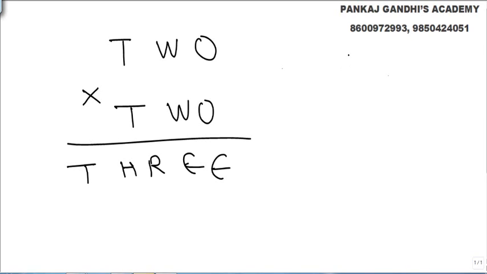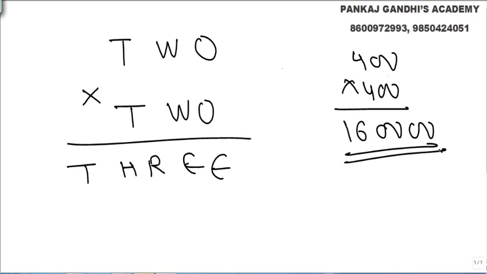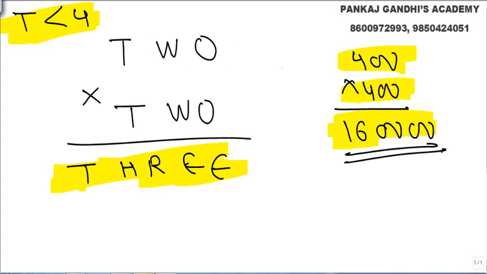Okay, now first thing, let's take a simple example. If I multiply 400 into 400, I get a 6-digit number. THREE is a 5-digit number, which means obviously T is less than 4. First hint we got: T is less than 4 because 400 into 400 is 160,000. Leftmost is never 0, so T cannot be 0. So what we are left with is either 1 or 2 or 3.